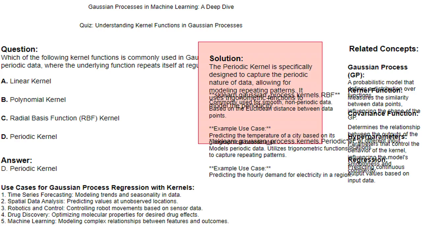Drug discovery, optimizing molecular properties for desired drug effects. Machine learning, modeling complex relationships between features and outcomes. Consider predicting the daily temperature in a city.